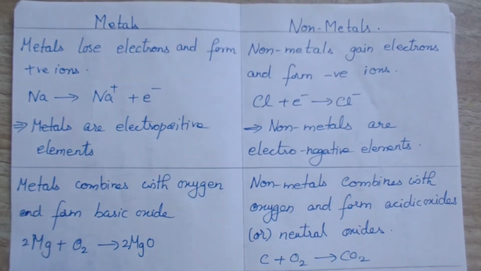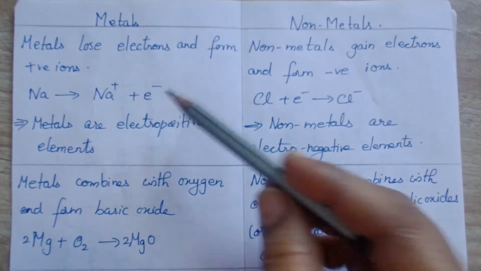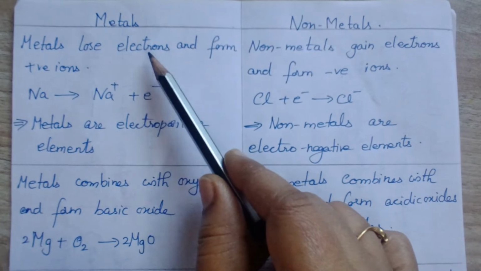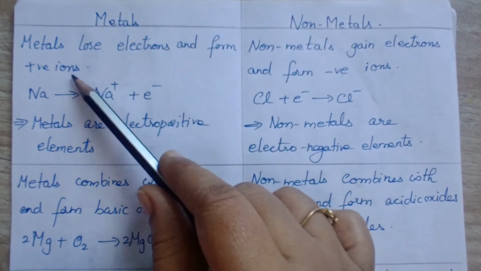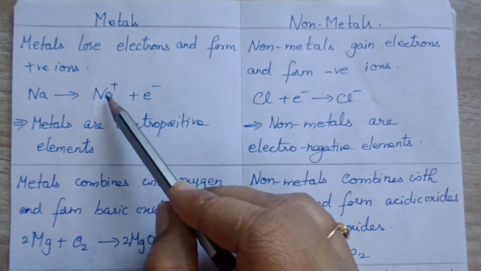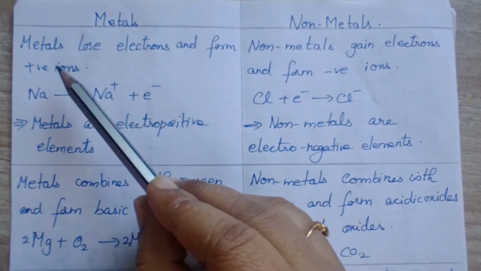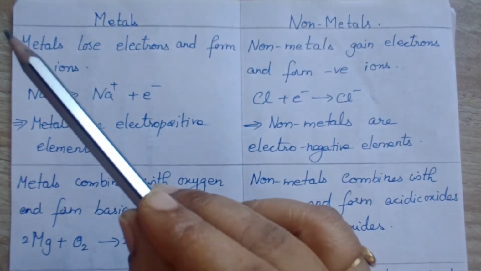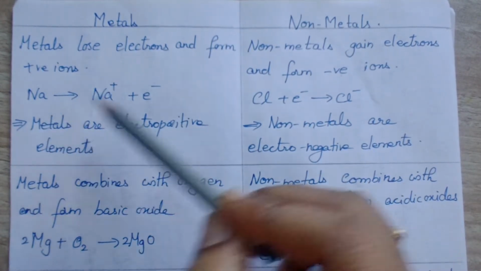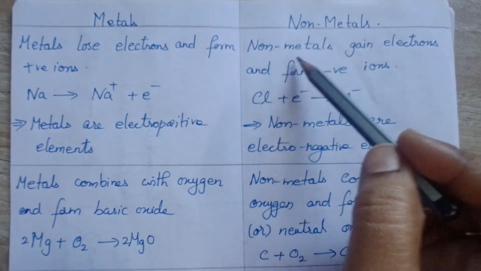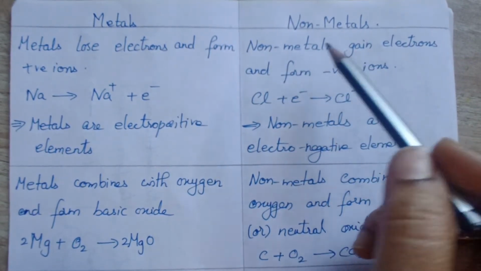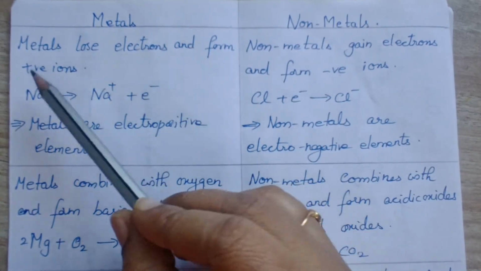Okay, first of all, which element is called metal? The element which loses electrons and forms a positive ion. When it loses electrons, it becomes positive in nature, right? Elements which lose electrons and form positive ions are called metals, whereas the elements which gain electrons and form negative ions are called non-metals. Metals lose electrons and form positive ions.